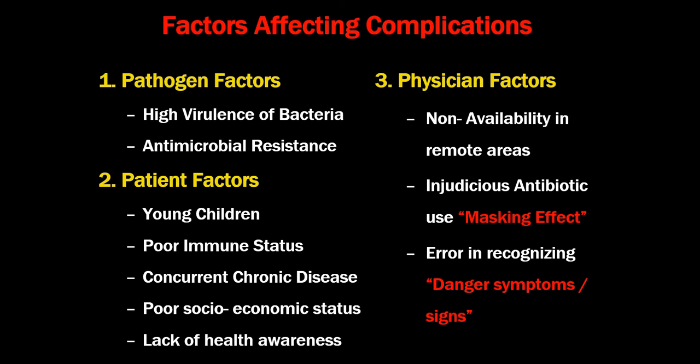Let's go to factors affecting complications. They are pathogen factors like high virulence of the bacteria and antimicrobial resistance, and patient factors like young children, as already told, who have pneumatized mastoids. Poor immune system, concurrent chronic diseases, and poor socioeconomic status all lead to decreased immune power, so there might be complications, and also lack of health awareness. When the patient is not aware about their health, then again this might lead to complications.